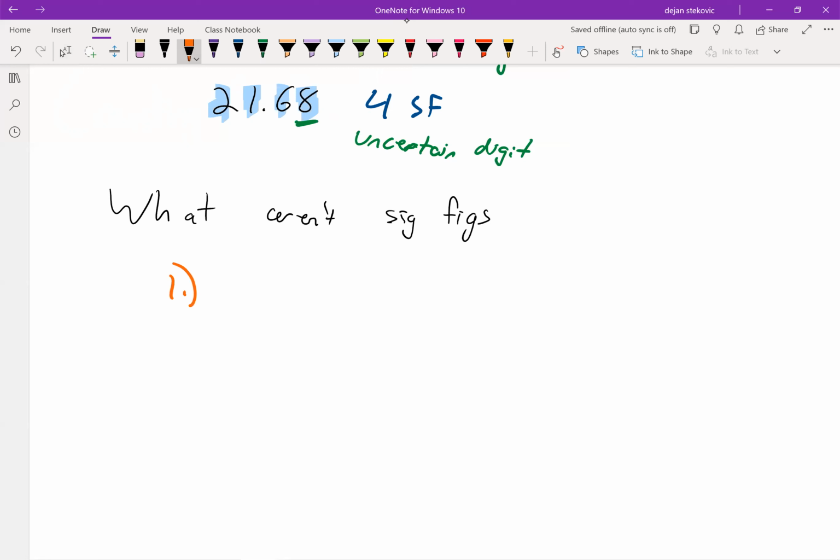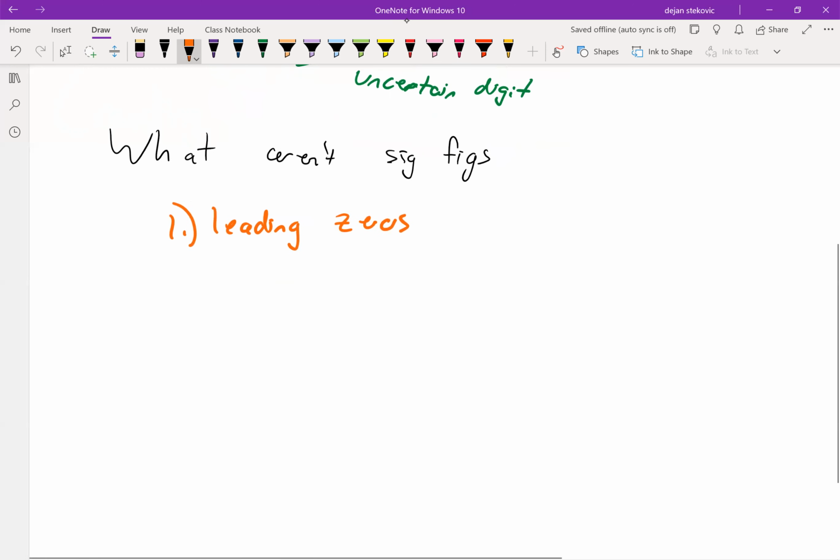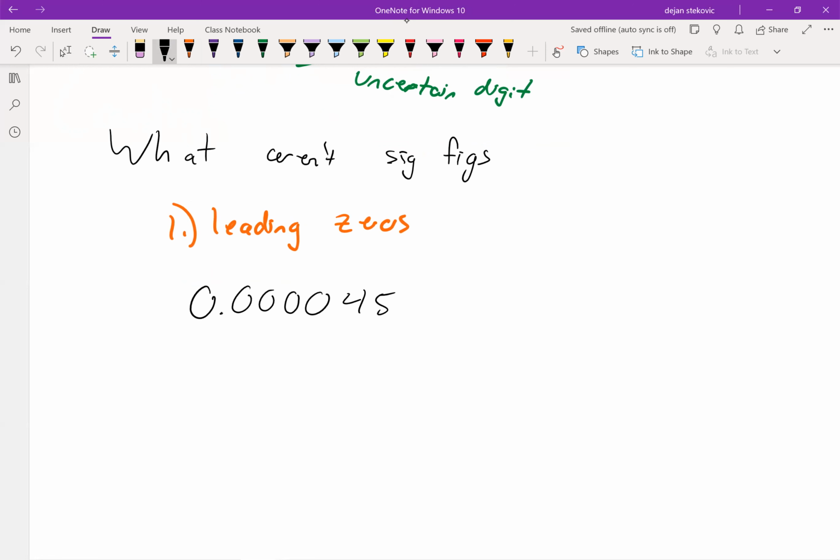And so the first type of zeros that aren't sig figs are leading zeros. So for example, if your numerical value is 0.000045, those zeros are before our non-zeros, so they are leading zeros, and so they are not significant figures, right? In this case, we would only have 2 sig figs. And our uncertain digit would be this 5 right there.